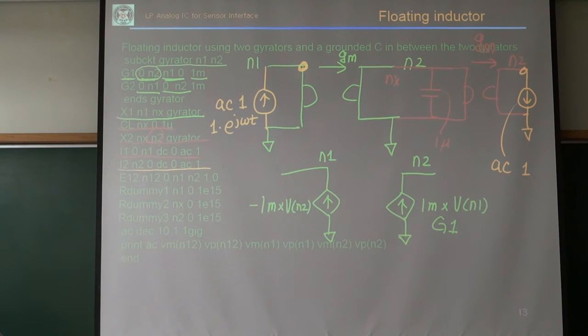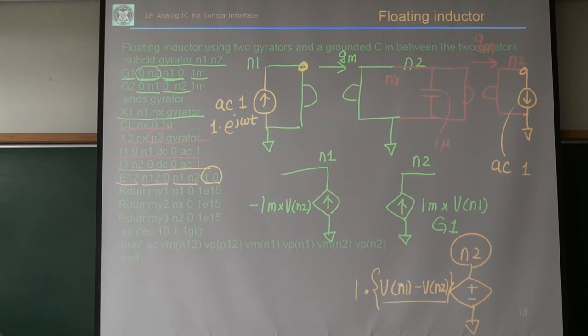For that purpose, I used a voltage controlled voltage source. I generate N12, which is N1 minus N2. So at the N12 node, I have a voltage controlled voltage source with gain 1, Vn1 minus Vn2. So if I watch this, it is the voltage drop between N1 and N2.